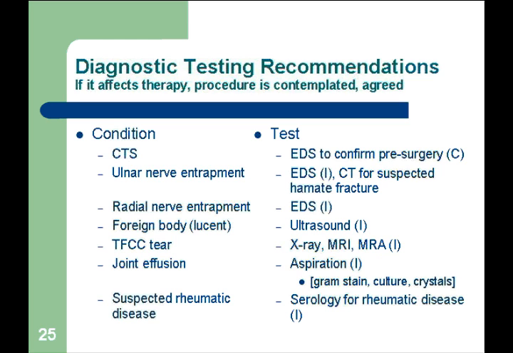Ulnar nerve entrapment, EDS, insufficient evidence, okay? Interestingly, most of us would probably still do the nerve conduction study for the ulnar nerve entrapment. And again, in a work comp scenario, I recommend that. Radial nerve entrapment, again, insufficient evidence. Now the question becomes, when you talk about EDS, are you talking about just the NCT, which is the nerve conduction study, or are you talking about the electromyographic study, or are you talking about both?